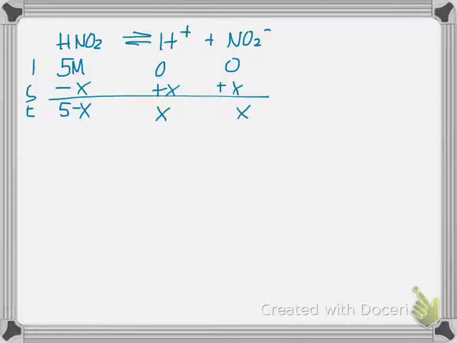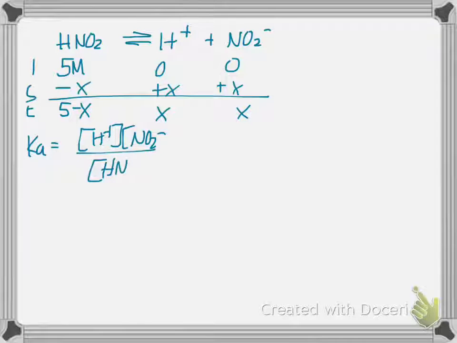All right, so now we have the Ka is equal to H plus, NO2 minus over HNO2. So we're going to plug in.